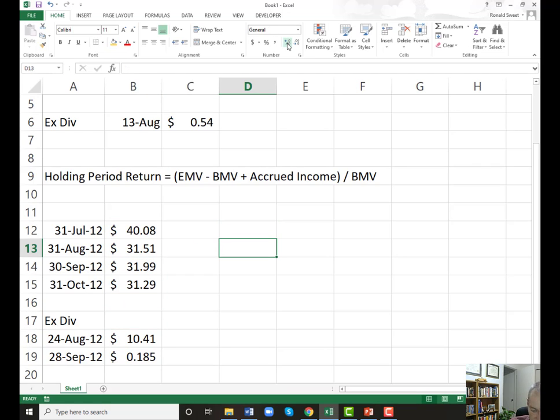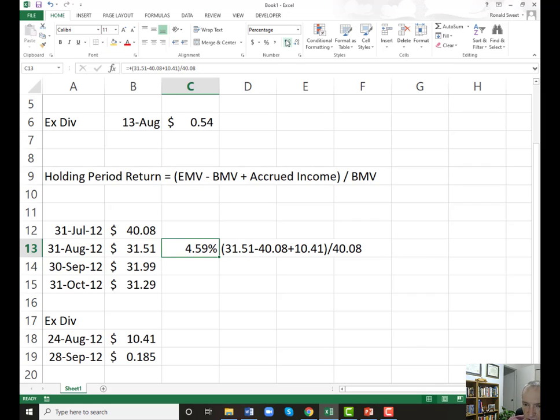So we can't do July, but we'll do August. So August will be 31.51 minus 40.08. But we have income. Remember, ex-dividend, August. So we add the 10.41, and we divide that by the 40.08. Try that on your own, see if you get the same answer I get. And look at that. Their stock price was actually up almost 4.6%. Even though the stock price fell over $8, their return is still up.